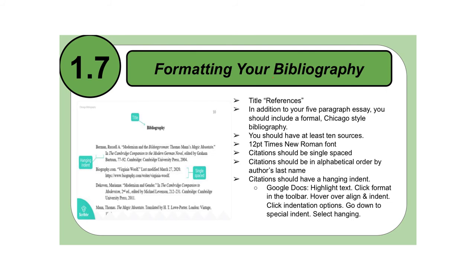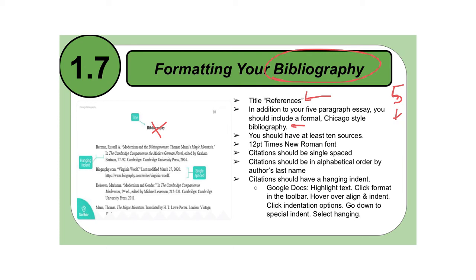Now, in terms of formatting your bibliography, this is going to be slightly different. At the very top of the page, you're going to title the page References. So this is not correct here, so don't look at that, but you're going to title it References. In addition to the 5-paragraph essay, you should include a formal Chicago-style bibliography, and that is going to be at the end. So you will have your 5-paragraph essay, and then after that, you will have your references section.